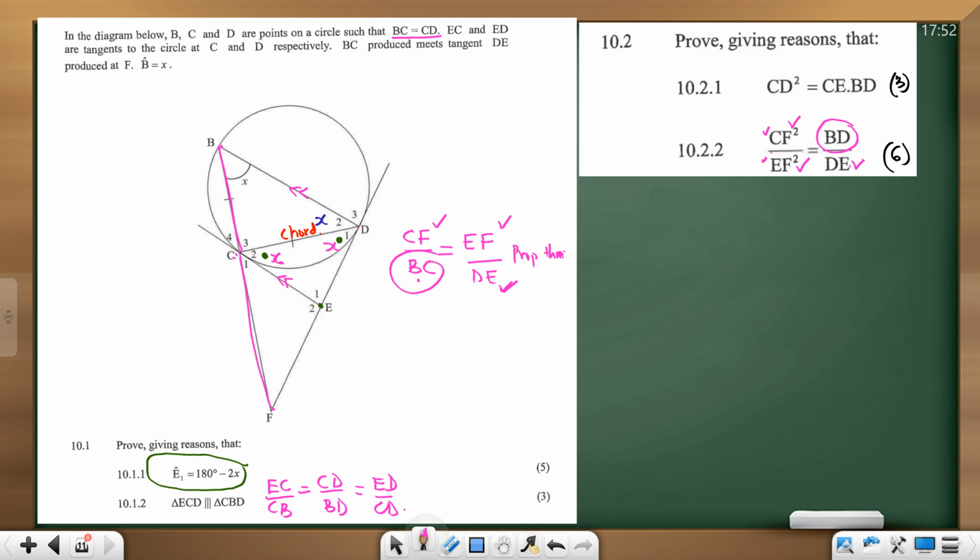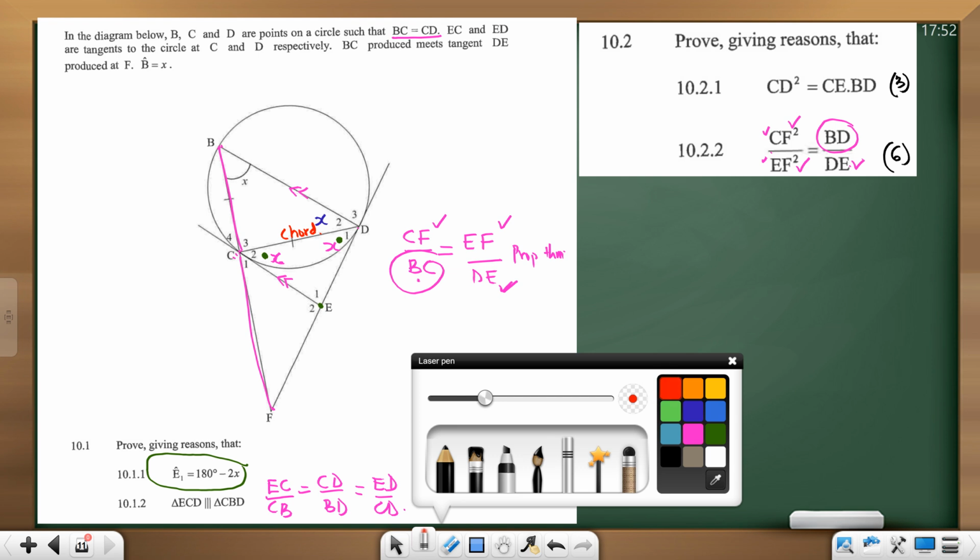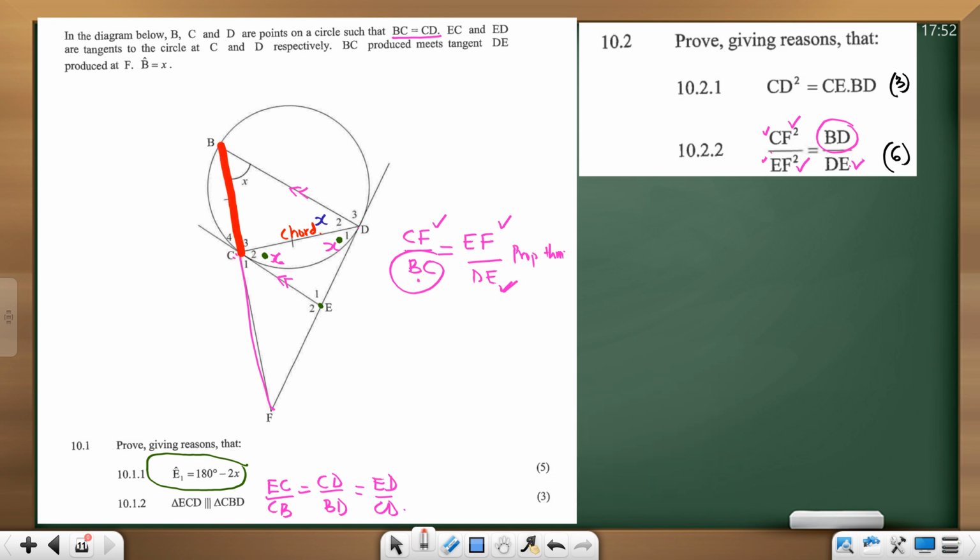Sorry, my bad. I got excited. BC and what? BD. Woo! Am I right? Can I go back to my letters? Sorry, 1 second. CF over BC equals to what? EF.